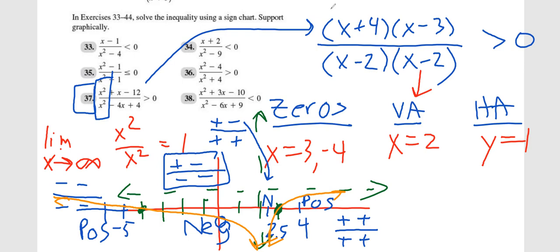And then over here, we're negative, negative, negative, negative. We hit 0. Positive, positive, positive, but don't touch the horizontal asymptote. That's a cool one.